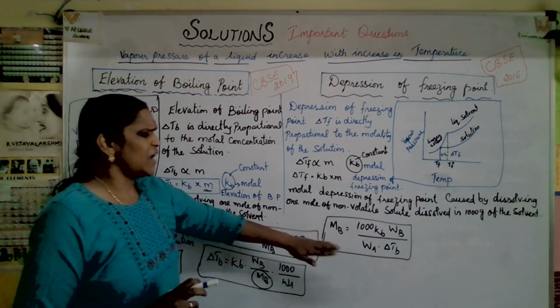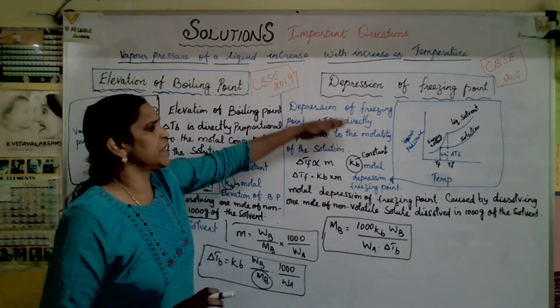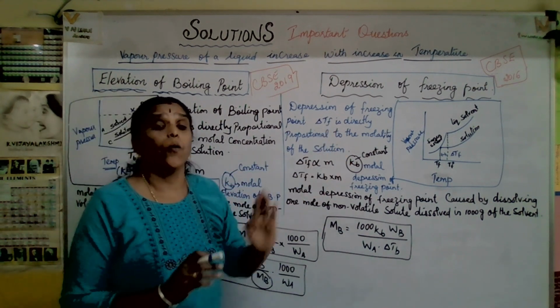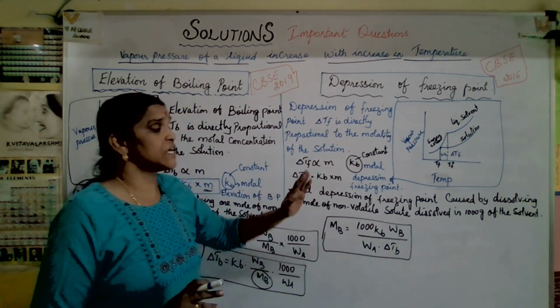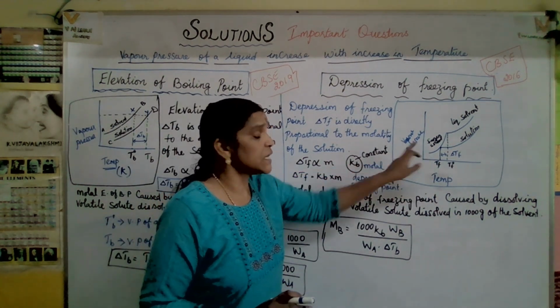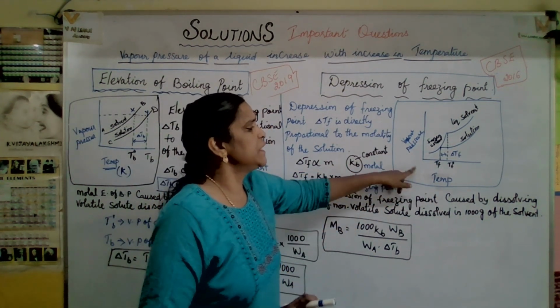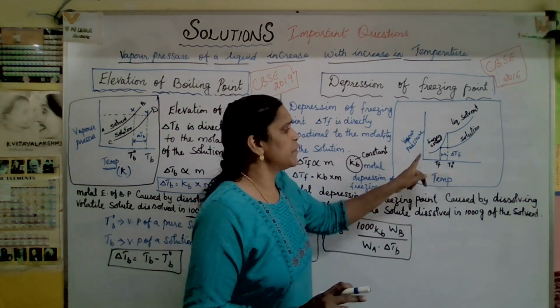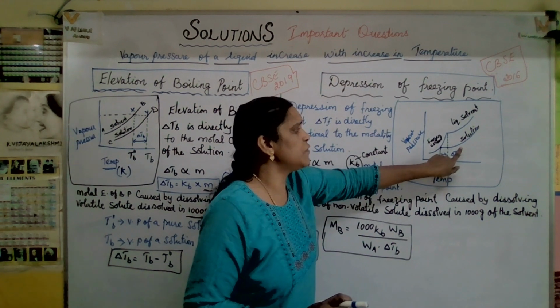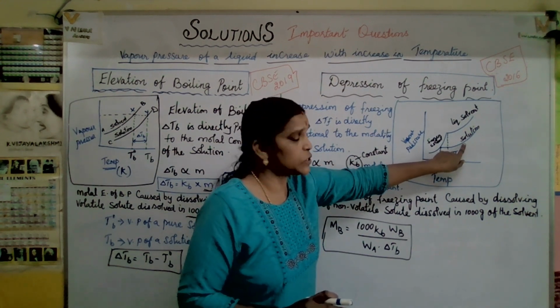Now the same idea we can apply here also. Whatever it is, it is the same thing. The only difference is that it is the freezing point. Here, the graph of vapor pressure and temperature represents the frozen solvent and the liquid solvent, and the vapor pressure of a solution.